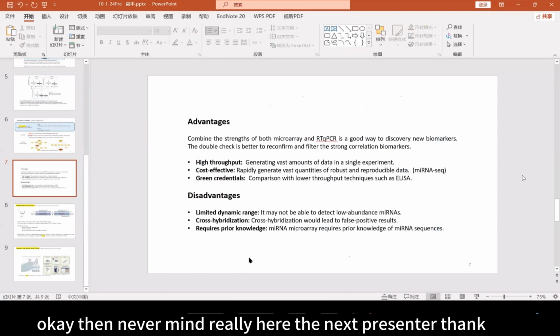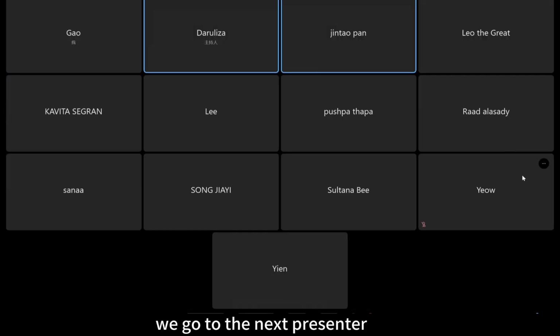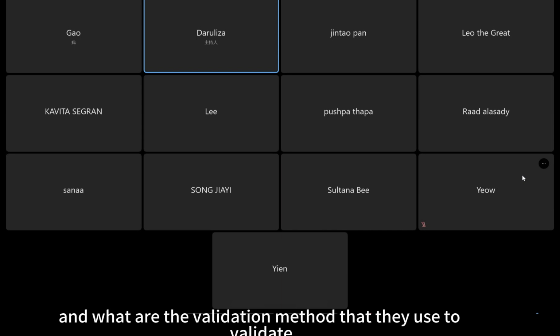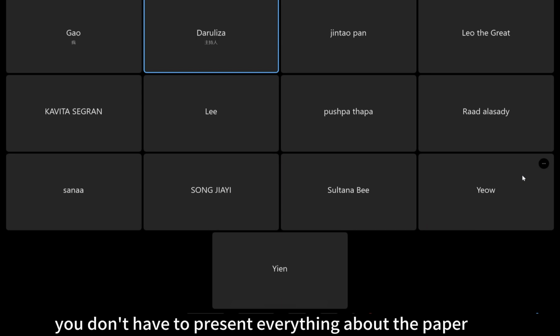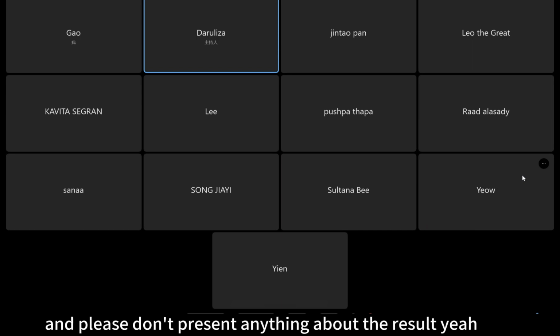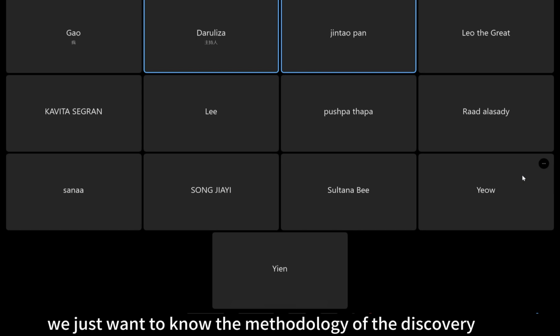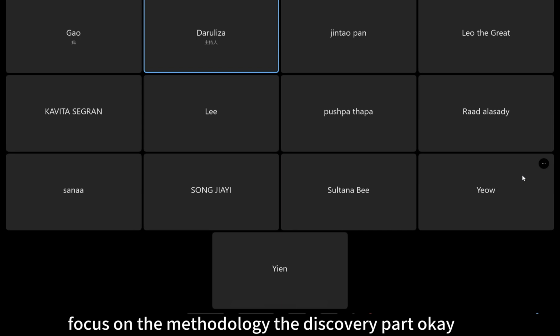We hear the next presenter. Thank you so much for your presentation. Next presenter, please present only the method I have given you, and what are the advantages, disadvantages, and the validation method that they used to validate the biomarker that they discovered. You don't have to present everything about the paper, and please don't present anything about the result. We do not want to hear results. We just want to know the methodology of the discovery. If you have prepared results in your slide, you can skip the result part. Focus on the methodology, the discovery part.